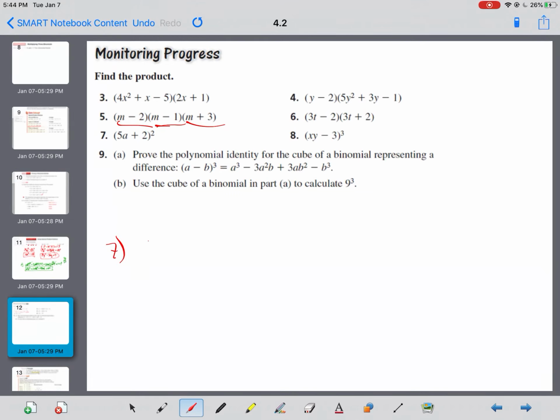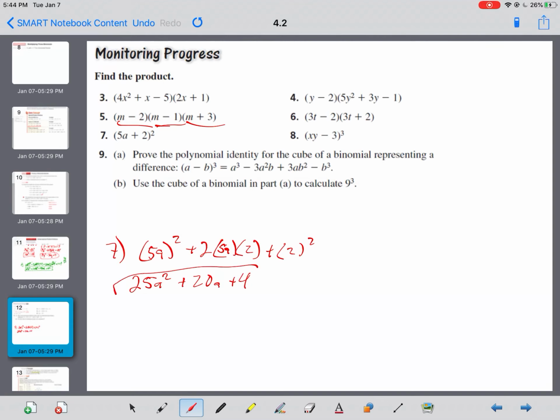Number 7, it's the same thing times itself. The way that goes is you've got something squared plus 2 times something times something plus something squared. 5a is the first thing. 5a goes in the first, 2 goes in the back. 5a squared is 25a squared. 2 times 5a is 10a, times 2 is 20a. 2 squared is 4. And it's a perfect square trinomial: squared at the front, squared at the back, plus sign in the middle. Square root of both times each other doubled makes 20. 5 times 2 is 10. 10 times 2 is 20.